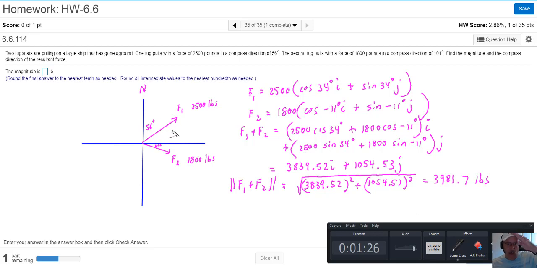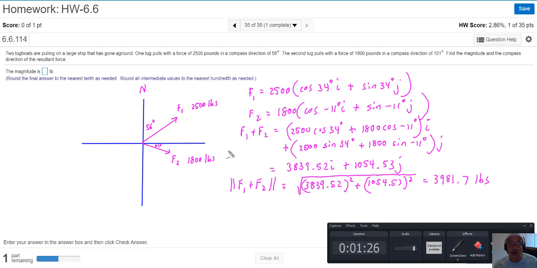So you've got a tugboat, let's say tug one is pulling at 2,500 pounds at a compass direction of 56 degrees, and tug two is pulling at 1,800 pounds. If you took this vector and put it out here, the resultant force would be out here somewhere, so you want to always keep things in mind. Let's see if this makes sense.